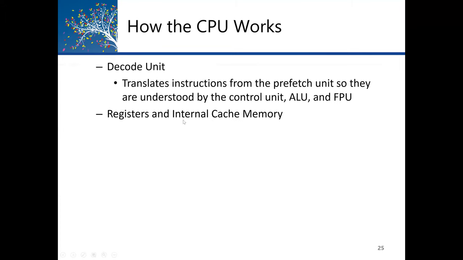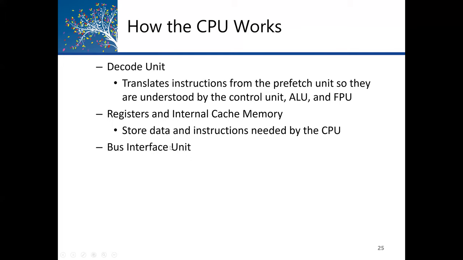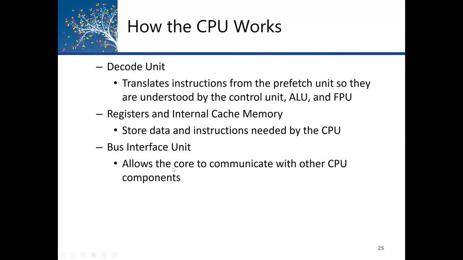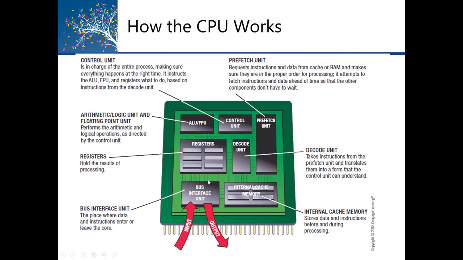And we have registers and internal cache memory. These are special storage devices that store data and instructions that are needed by the CPU. Then we have the bus interface unit, which allows the core to communicate with other CPU components. Sometimes we may have a CPU with more than one processor. So if we have four processors, which is called a quad core, there will be a bus interface unit that will make sure these four processors can communicate with each other. So this is how a CPU works.